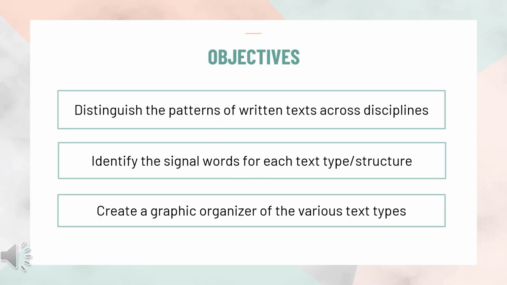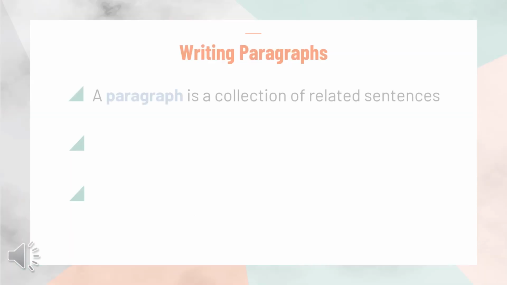At the end of our lesson, we should be able to do the following objectives. Number one, to distinguish the patterns of written text across disciplines. Number two, to identify the signal words for each text type structure. And number three, to create a graphic organizer of the various text types.